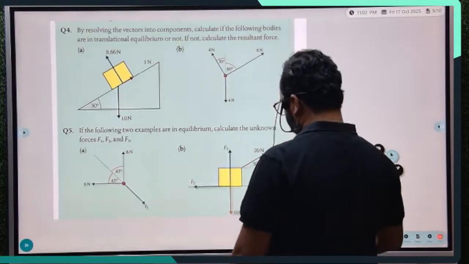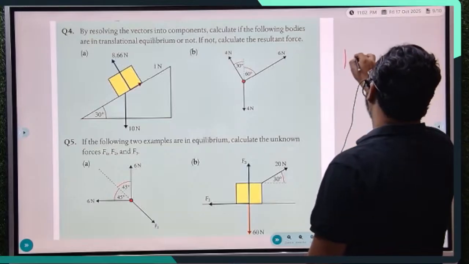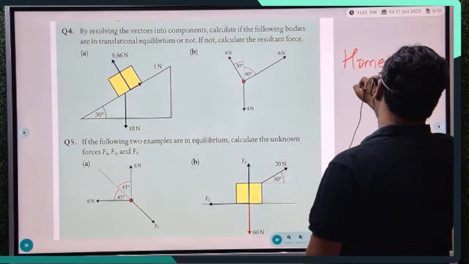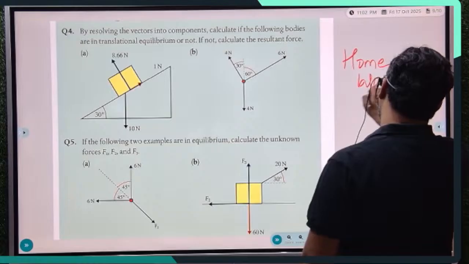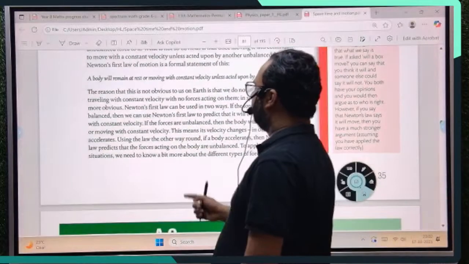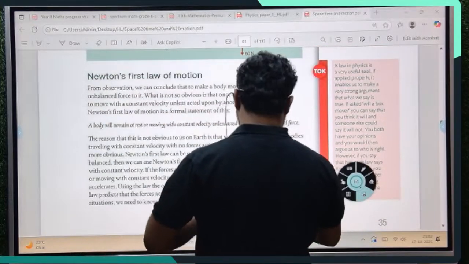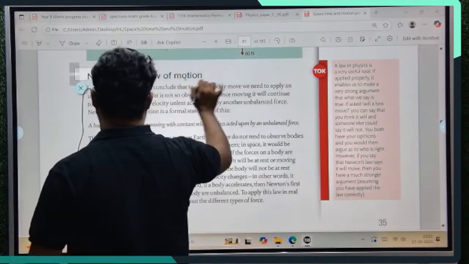All these four questions I will give you for your homework. Now, next article is Newton's first law of motion.